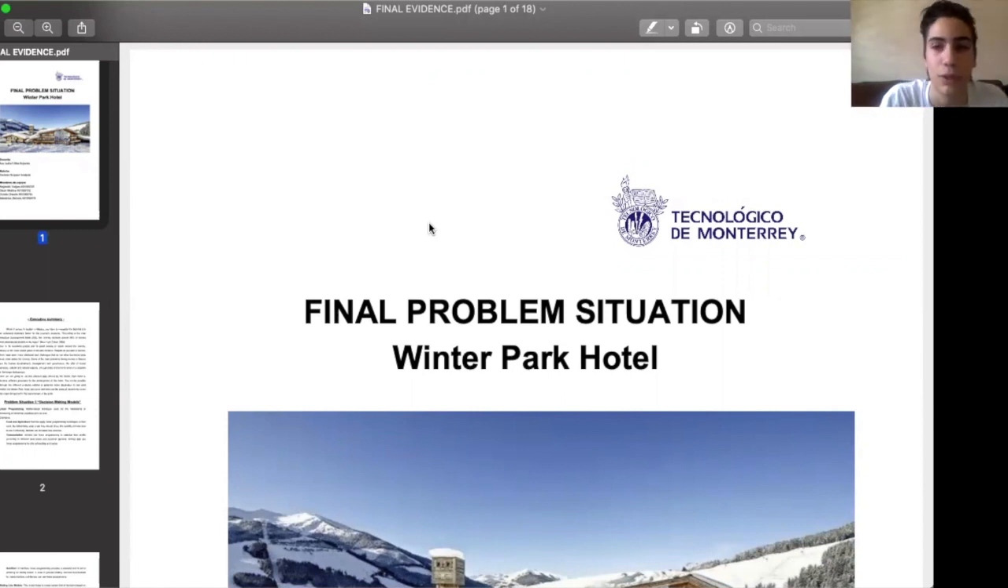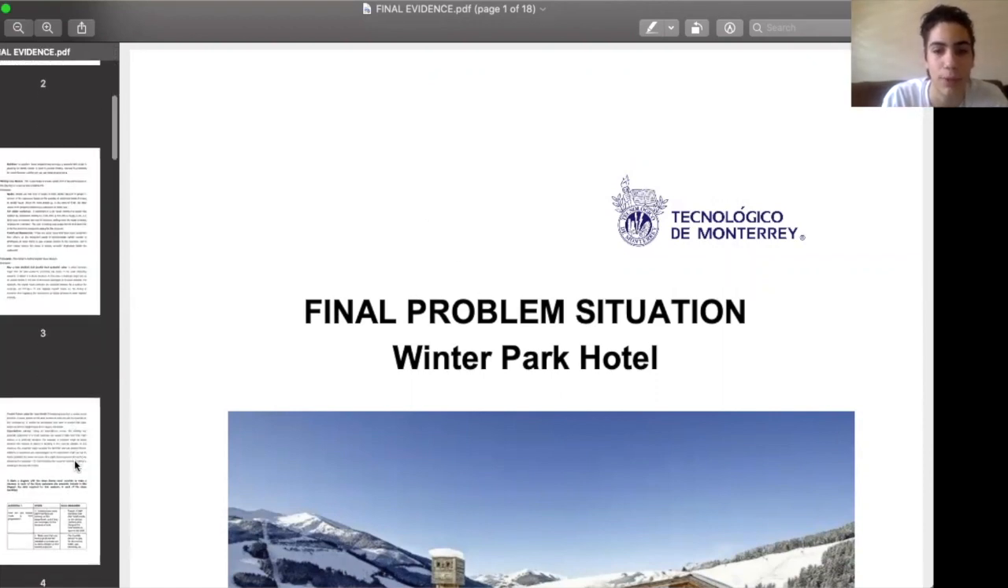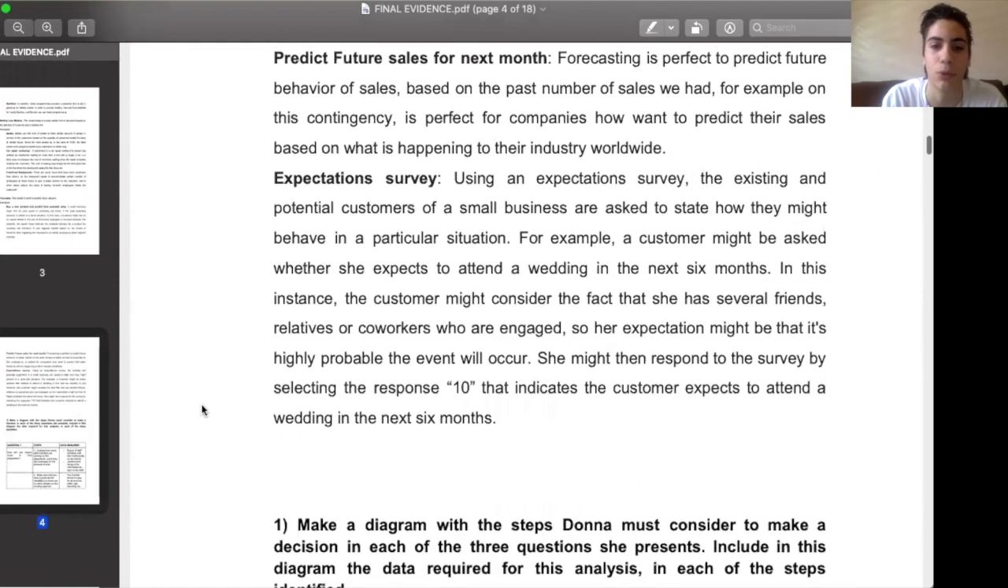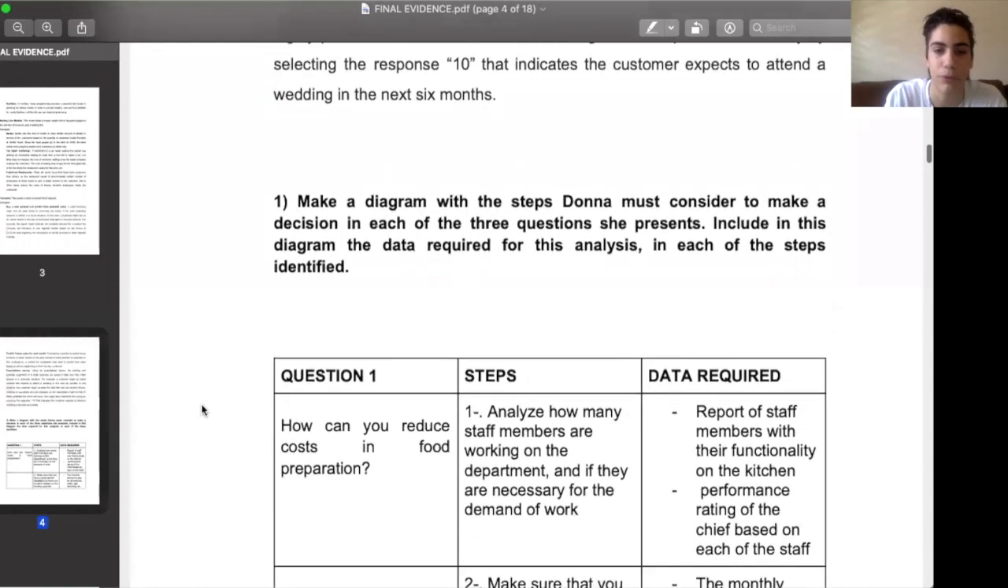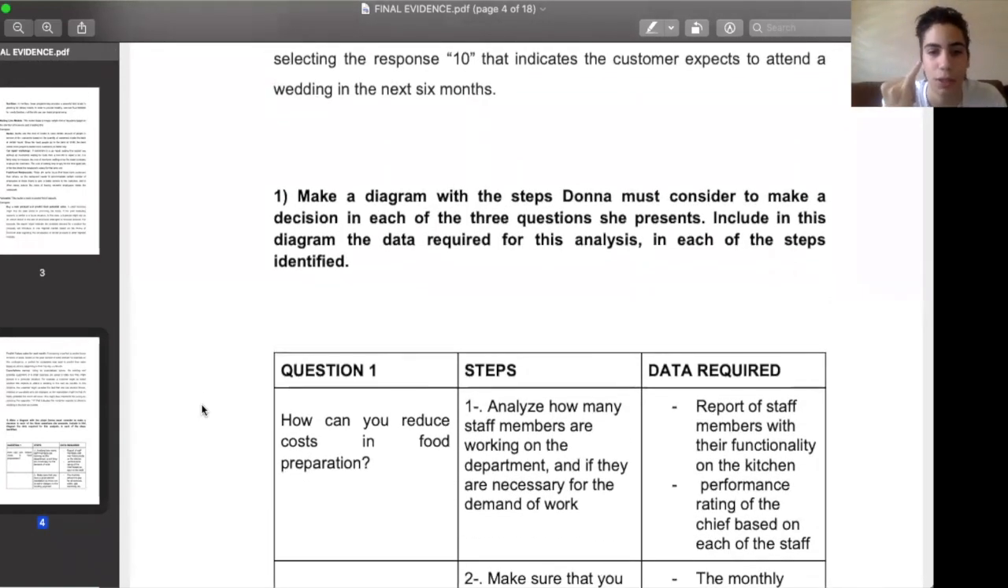Good afternoon. Today we'll be presenting our situation problem based on the Winter Park Hotel problems that were shown to us. The situation divides into three basic questions that are essential for the Winter Park hotels to know. The first one is how can we reduce cost in the food preparation, in which we use linear programming methods as a base to find the best answer.